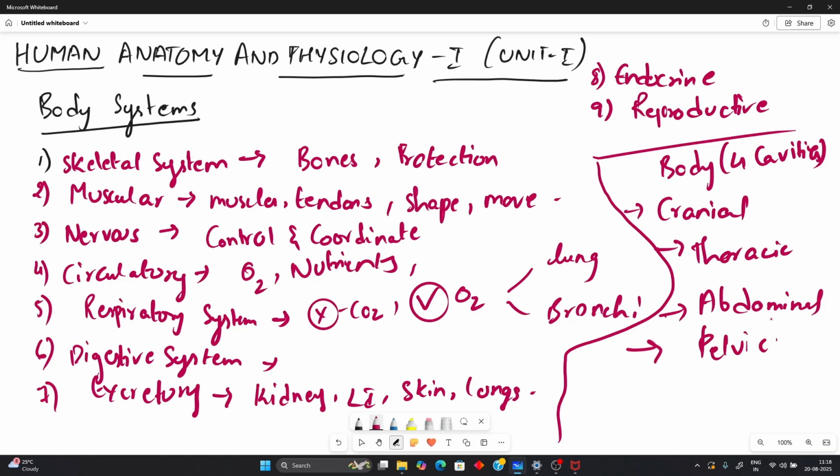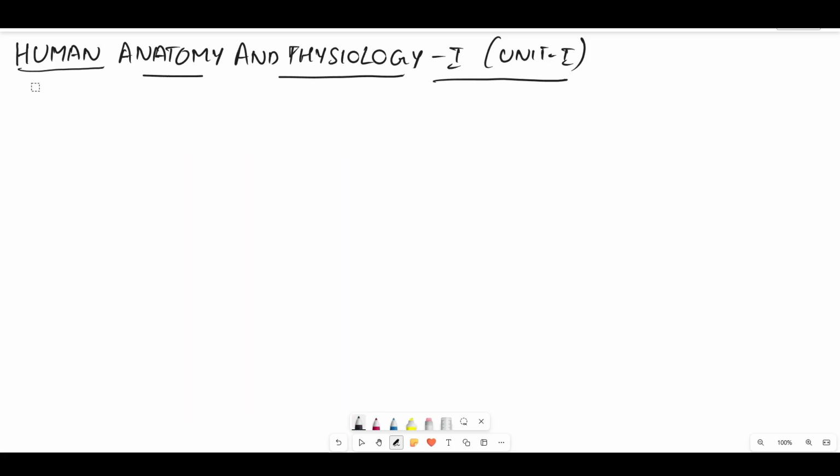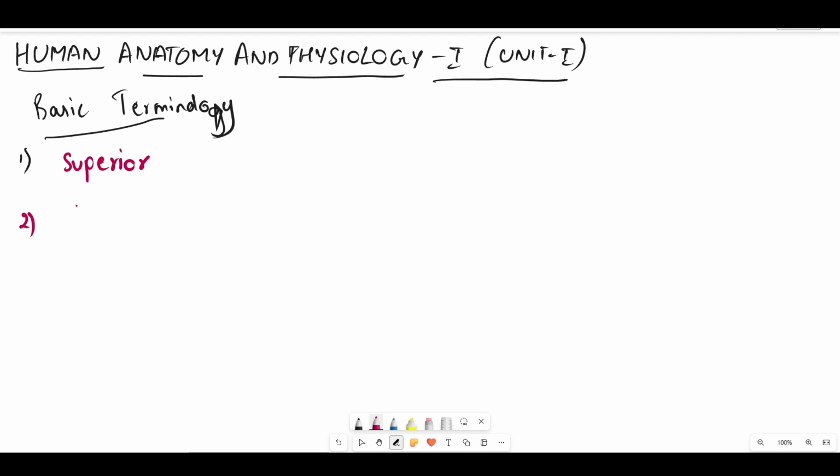Now we are done with the introduction, with the definition, levels of structural organization, its systems. Now we have to cover some basic terms that are used for the anatomical description. So basic terminology, we'll see. So first one is superior, second one is inferior.